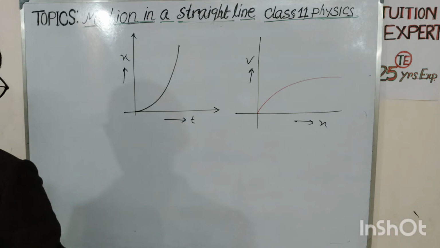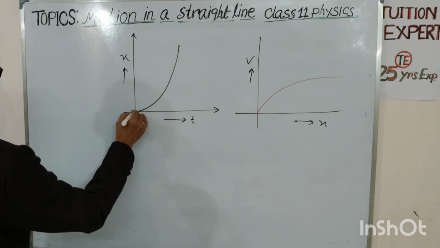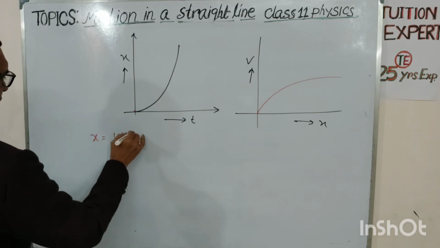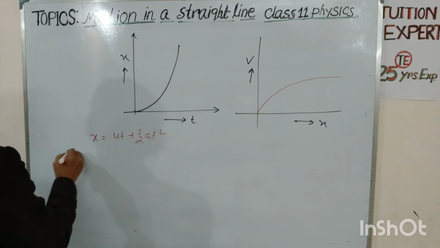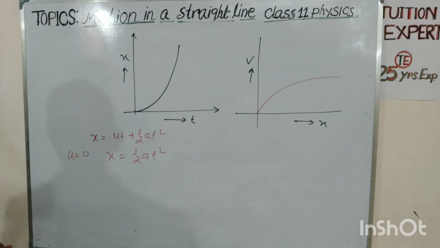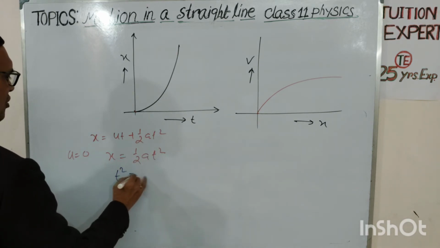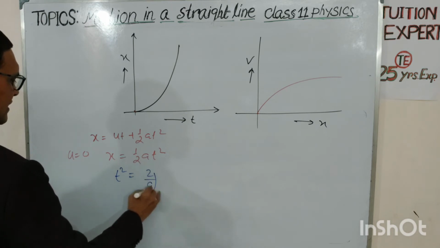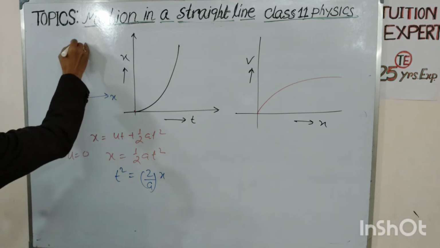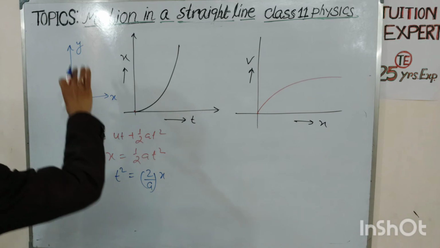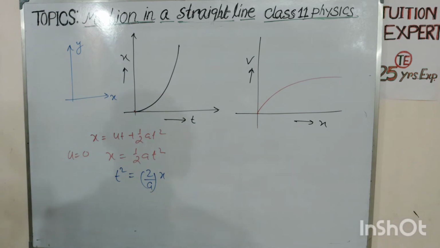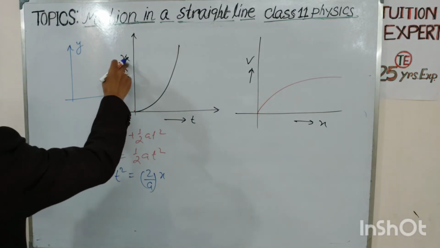We know here at t equal to 0, x equal to 0. We know x equals ut plus half at square. If u is 0, then x equals half at square. Now t square equals 2 by a into x. Generally when we draw a parabola, this is the x-axis, and we draw a straight line or parabola or different curve. That is the general convention, but here t is along the x-axis and x is along the y-axis.